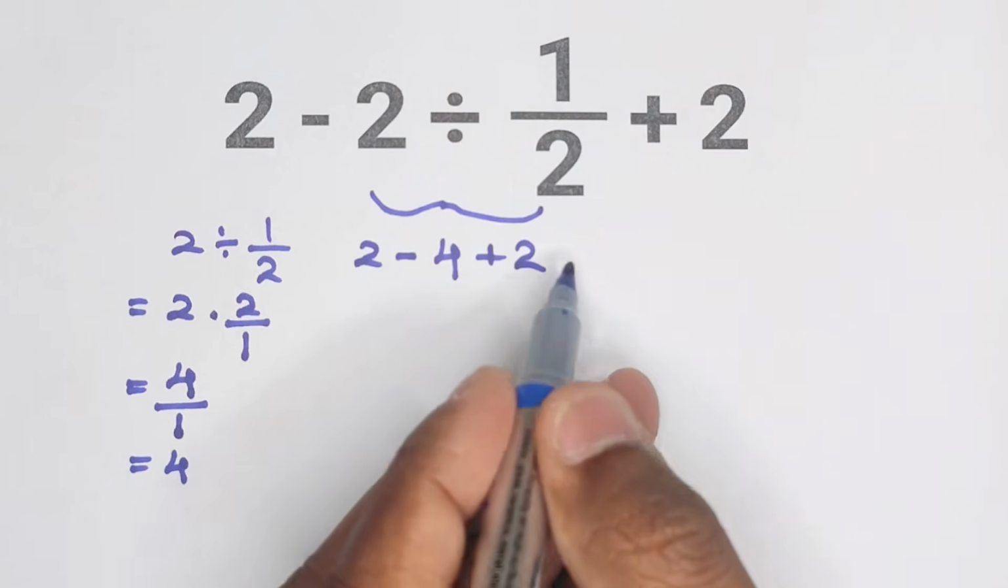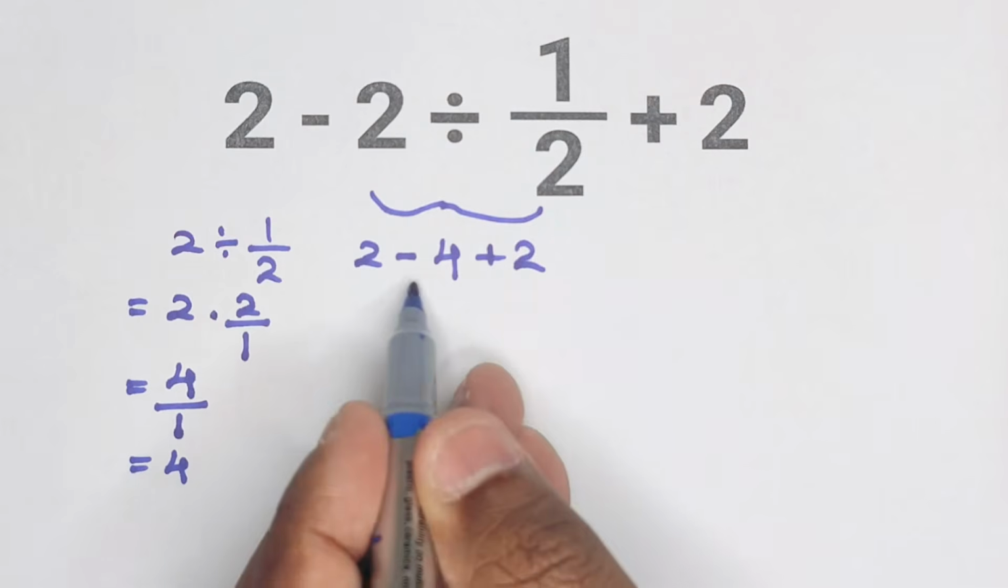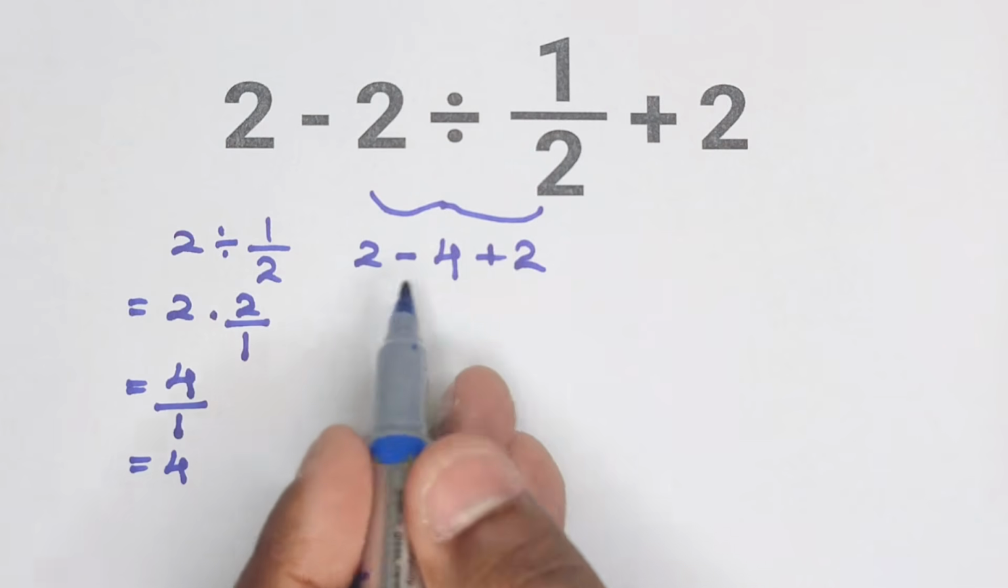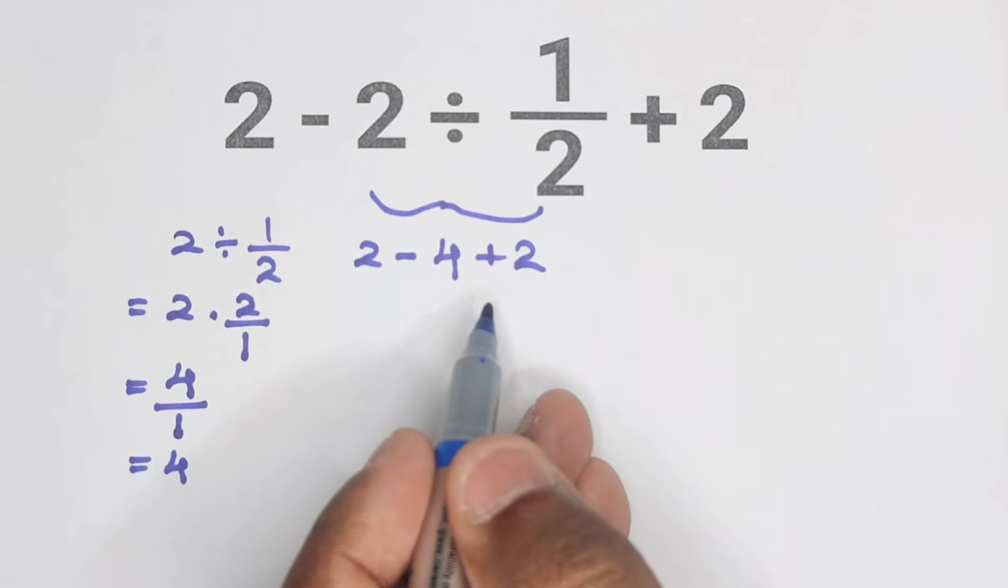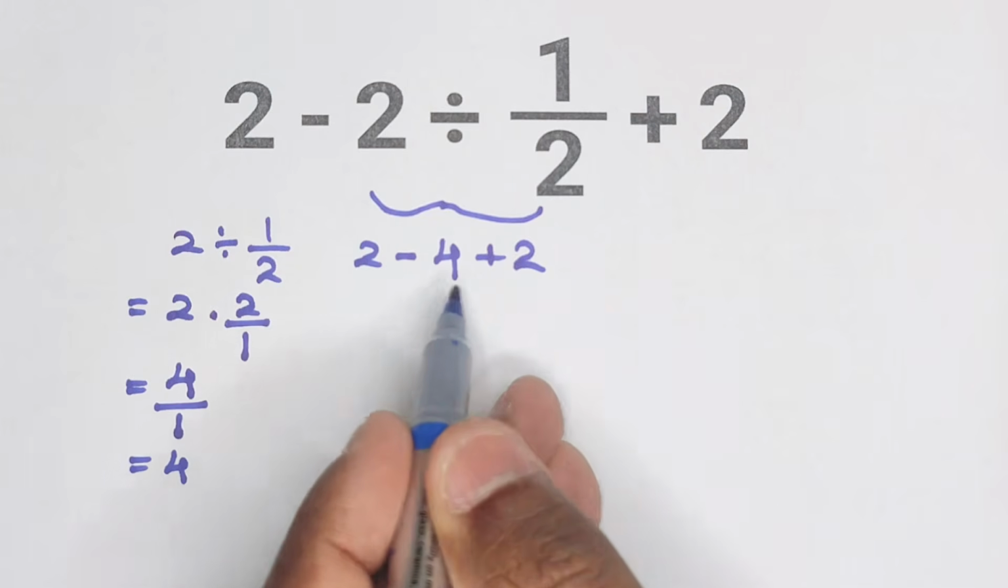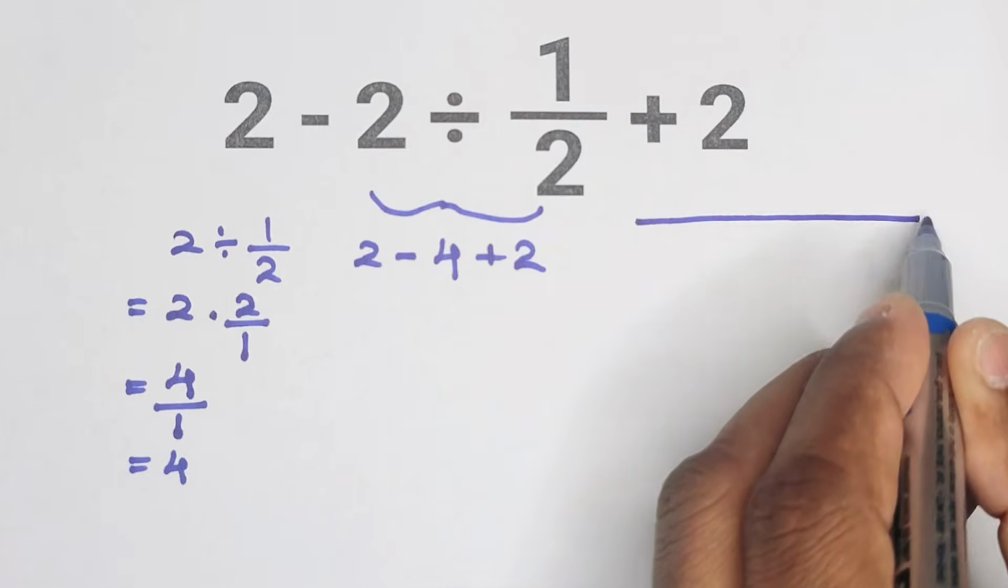At this point, we only have subtraction and addition left. So we are allowed to calculate this however we want. You can start anywhere you like or just go from left to right. I'll start by calculating 2 minus 4 first. We can think about this using a number line.